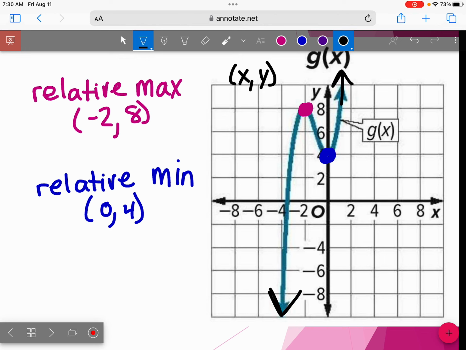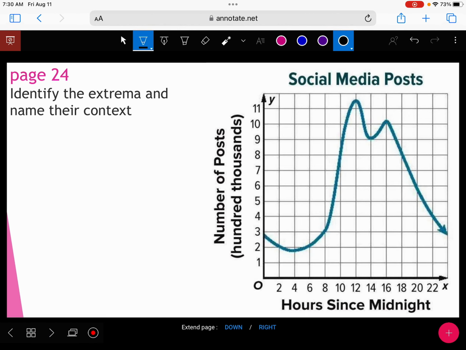Questions on these two before we do the real wonky one? Okay. Real wonky one.